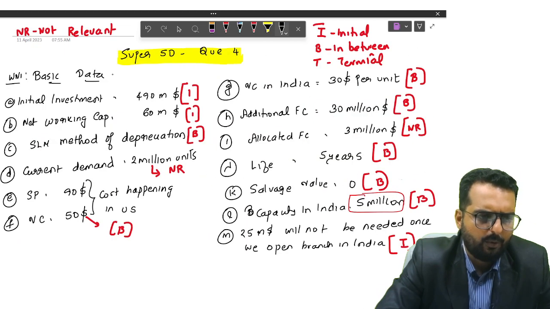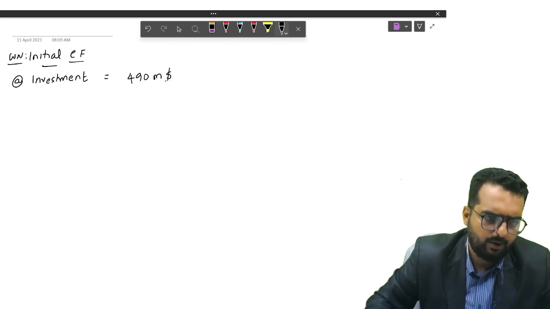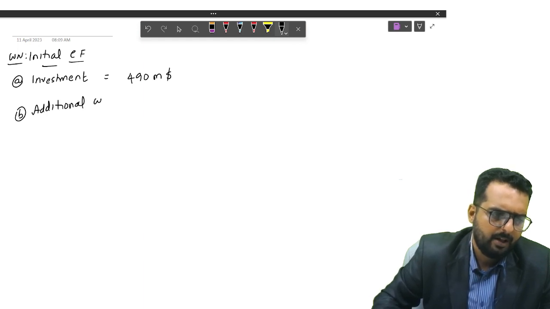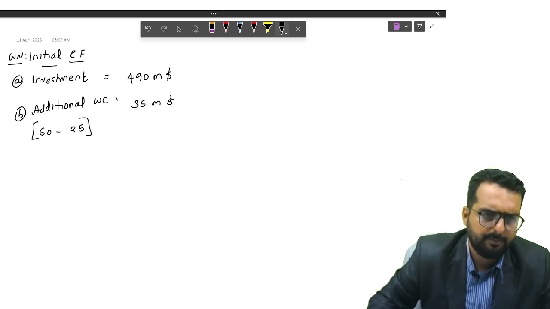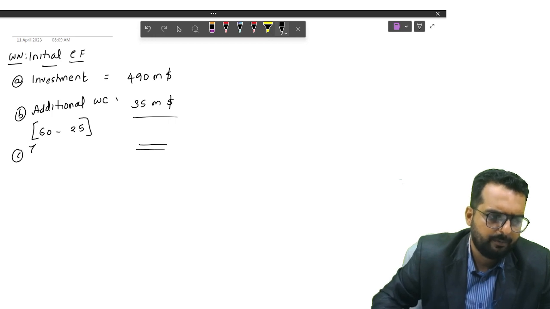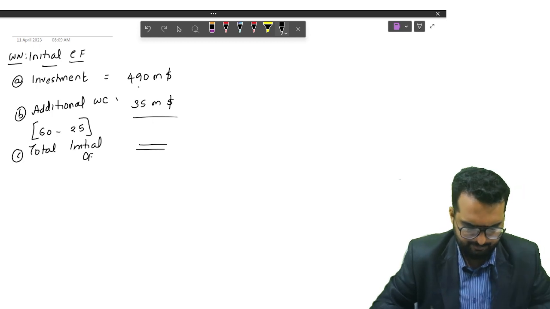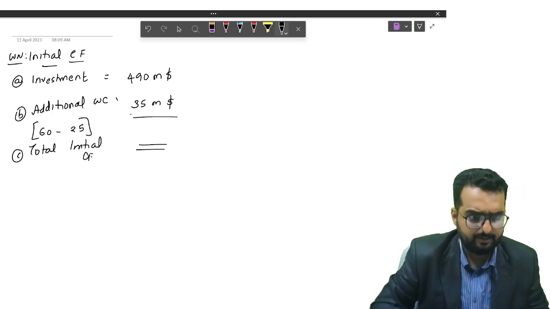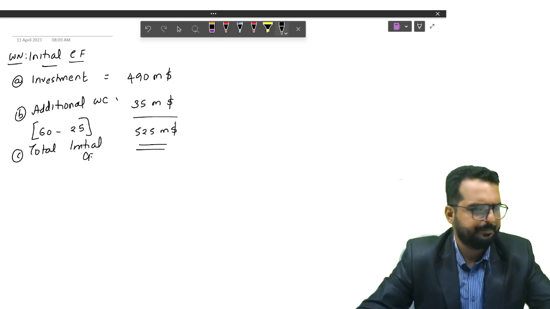I think you got the number as 490. Okay. $490 million. Okay. Additional working capital. How much will be the working capital now? 60 they have told, but 25 they will release in US. Correct? So the net effect will be how much? $35 million. What will be your total initial cash flow? Do you get the 490 plus 35? Do I get the answer as $525 million?